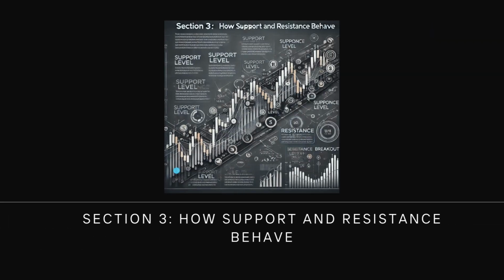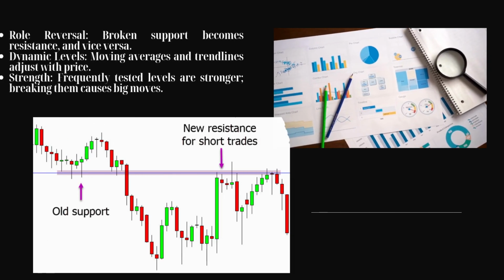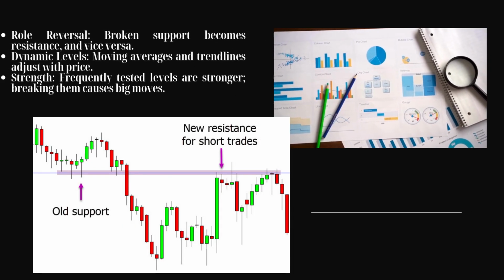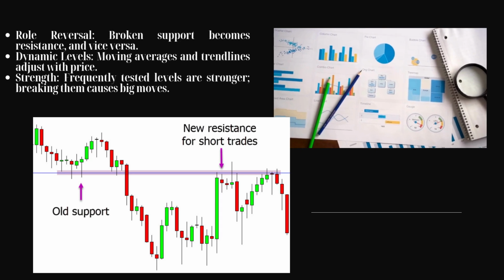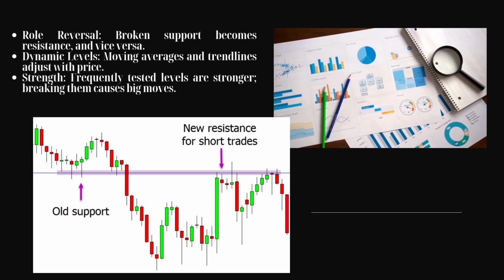Section 3. How support and resistance behave. Role reversal. Once a support level is broken, it often becomes a resistance level, and vice versa. Example, if a stock breaks below $50 support, it may face resistance at $50 on the way back up.